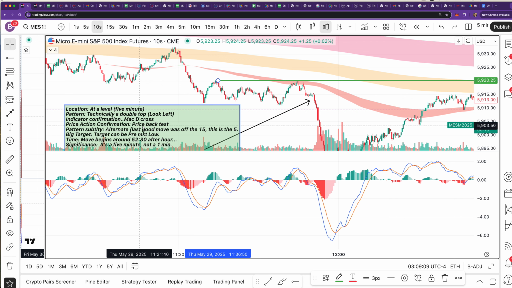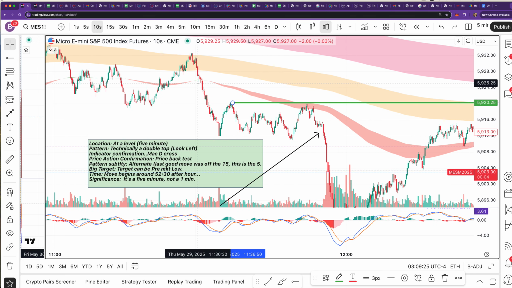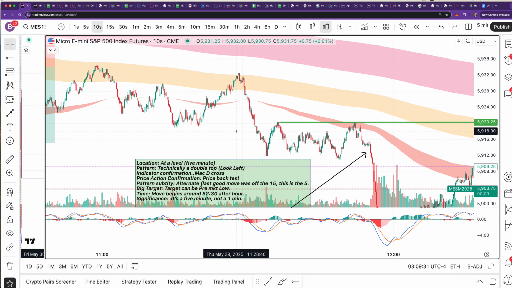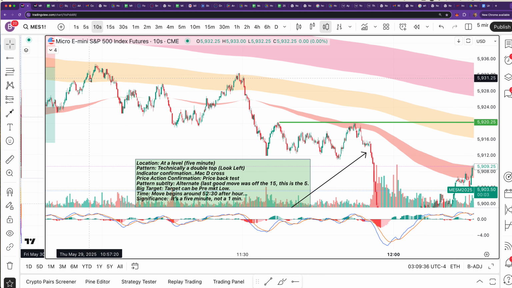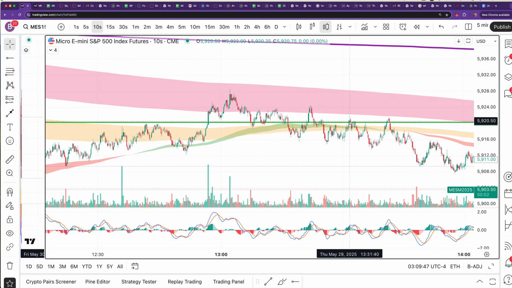Pattern. This one's much more subtle, but I'm going to call it pattern subtlety. Now, an alternate. What I mean by alternate is that the last setup we had was actually a setup off the 15 minutes. So the setups like to alternate between the levels. If this one's a 15-minute, then it's likely that the next one will not be a 15-minute, that it will be a 5-minute.